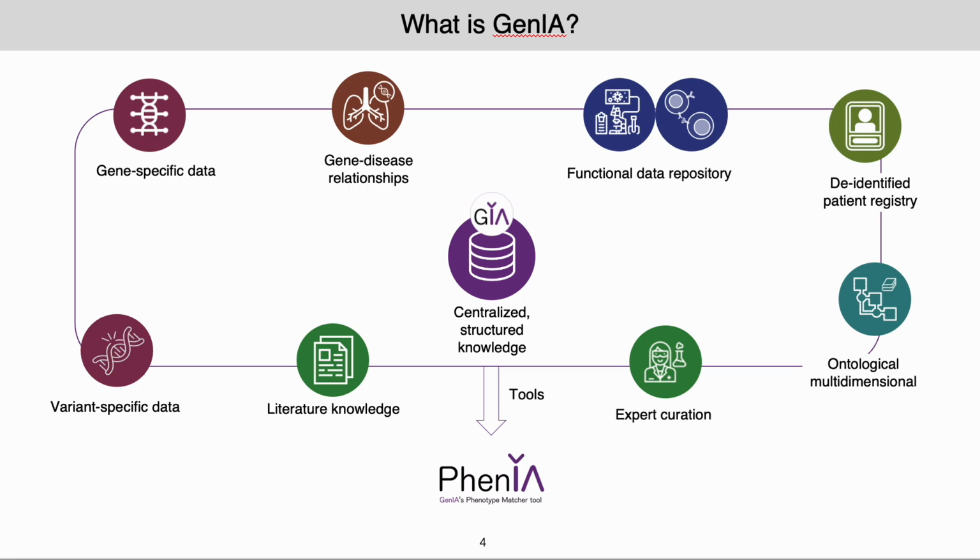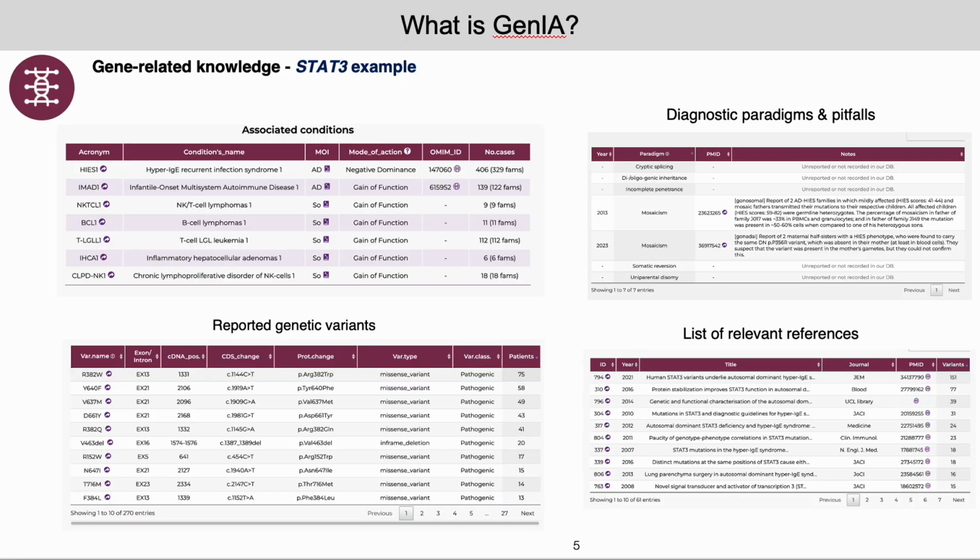And a number of people also use GenIA as a way to have a de-identified patient registry platform if they do not have such a platform in their own institution. When you put all of this together, GenIA can also feed into a tool such as Phenia, which enables people to search for a genetic differential for the phenotypes that their patient presents with.